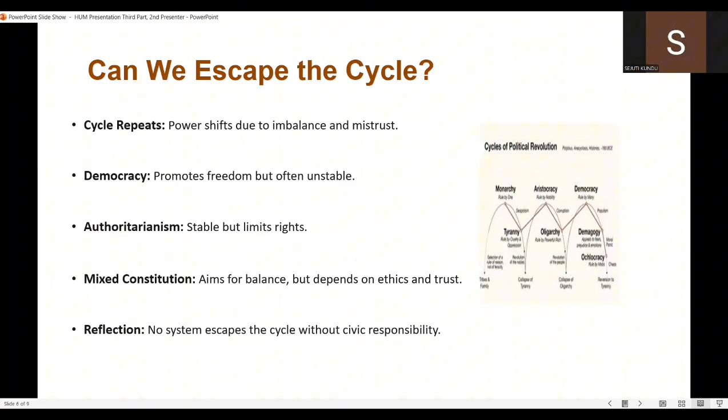So in conclusion, Aristotle's cycle remains alive from ancient Athens to modern democracies. The survival of political systems depends not only on law and reforms, but on civic ethics and public responsibility. To truly escape the cycle, we must not build a better system. We must become better citizens.